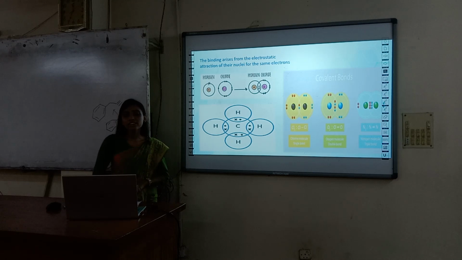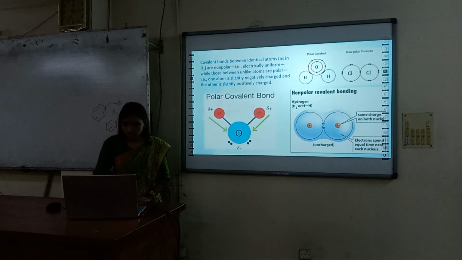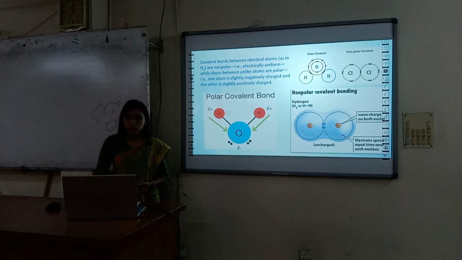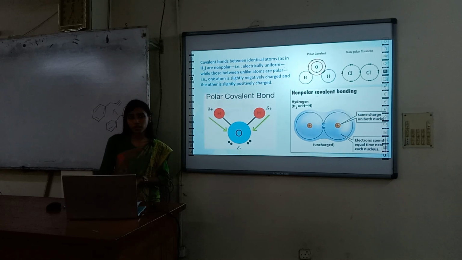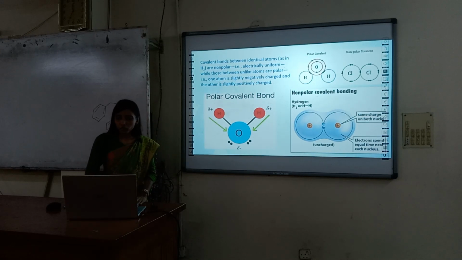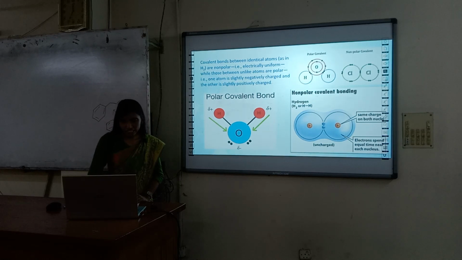The bonding arises from the electrostatic attraction between their nuclei and the shared electrons. And covalent bonds between identical atoms are non-polar, like hydrogen and chlorine, and between non-identical atoms, like water and carbon dioxide, it is polar.